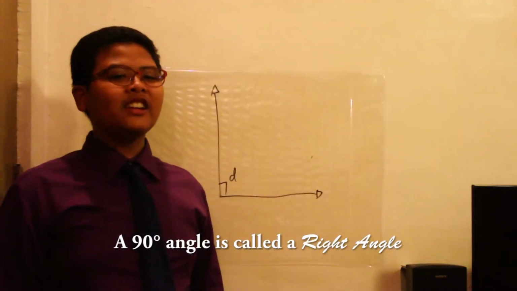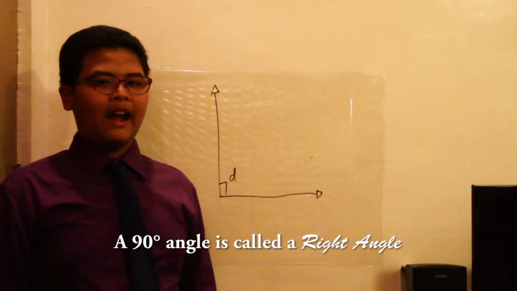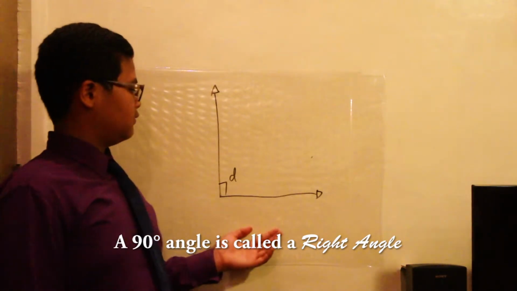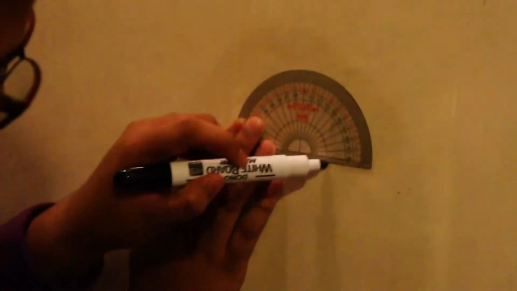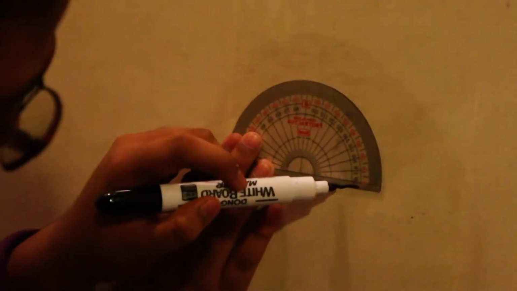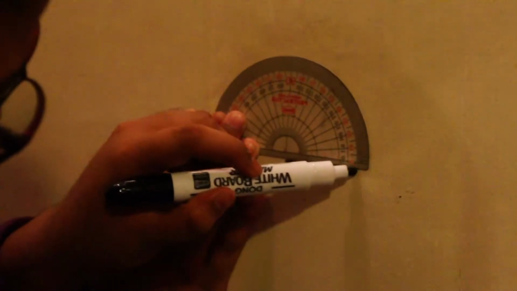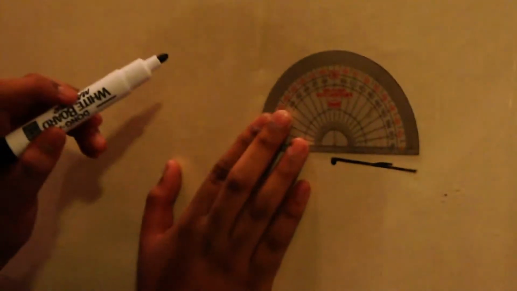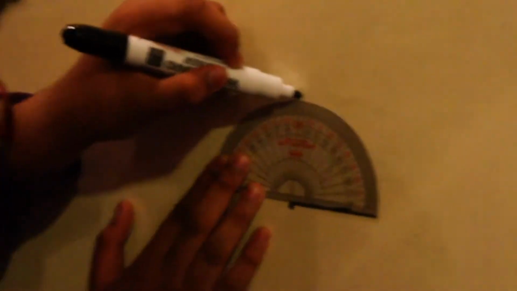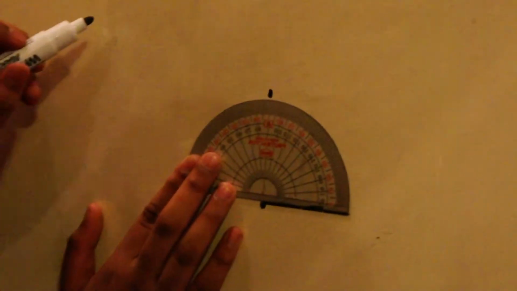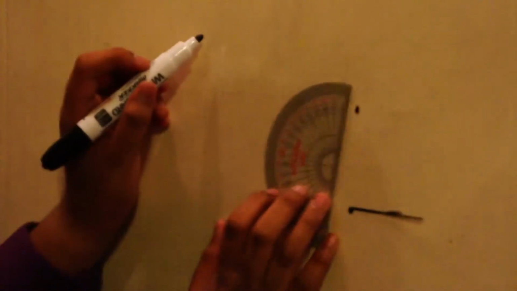A 90 degrees angle is called a right angle. This is the example of a right angle. First, we need to measure the right angle. Place the center mark of the protractor. Then the terminal side is 90 degrees.